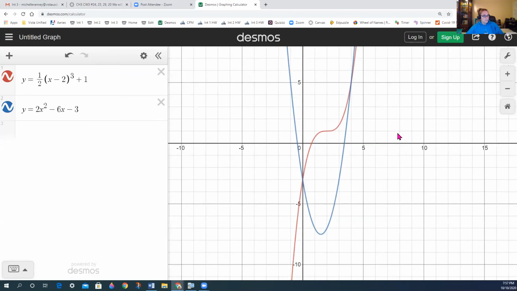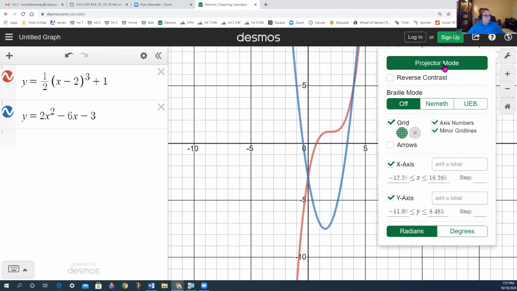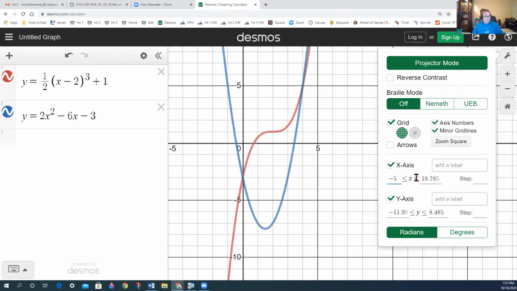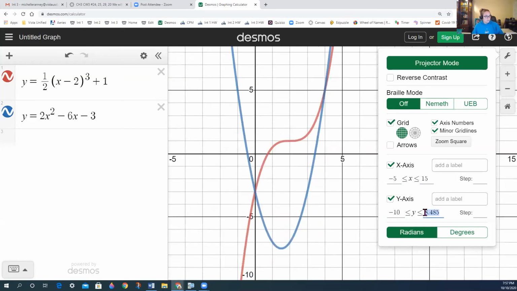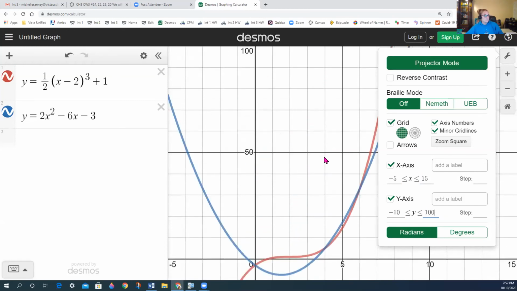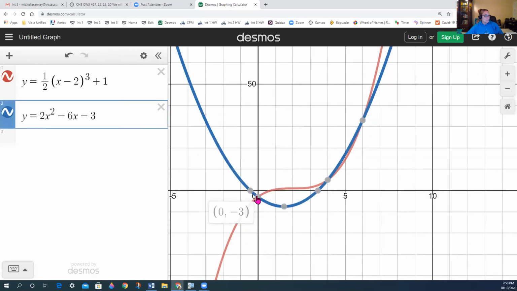So what I'm going to do is, instead of zooming in and out, which is going to keep this going by the same scale as this, I think I want my x's smaller, and I think I want my y's bigger. So I'm going to go to the wrench. I'm going to put it on projector mode so it's a little bigger too. And I'm going to come here, and let's say for this, -5 to, let's say, 15. Let's kind of see how that is. And for this, let's say -10 to, I don't know, 100, because I'm not really sure where it's at.